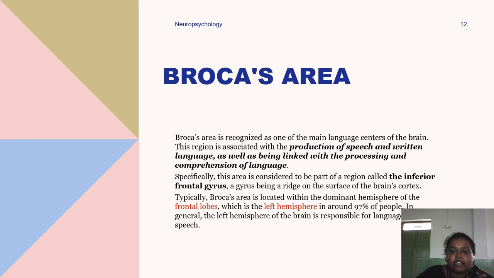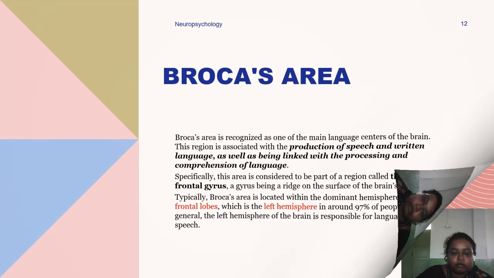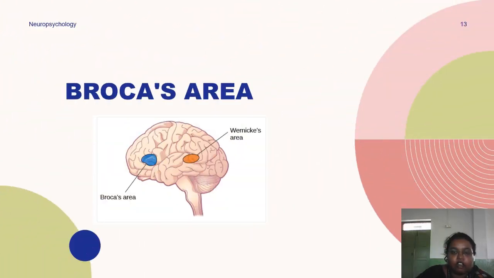Typically, Broca's area is located within the dominant hemisphere of the frontal lobes, which is the left hemisphere in around 97% of people. In general, the left hemisphere of the brain is responsible for language and speech. In this slide, we can see Broca's area, which is responsible for production of speech, and Wernicke's area, which is responsible for understanding speech or language.